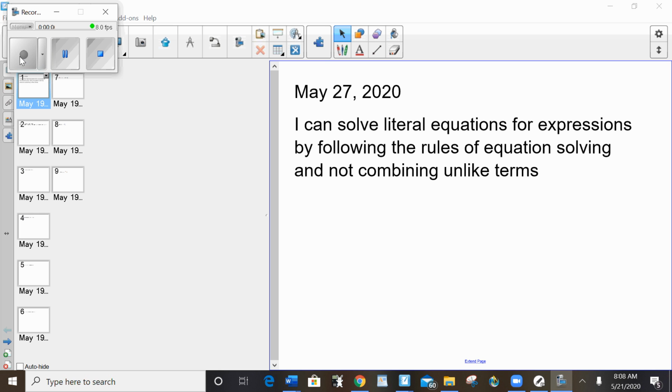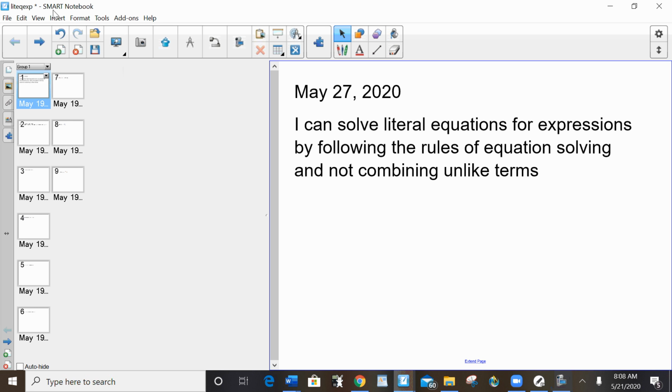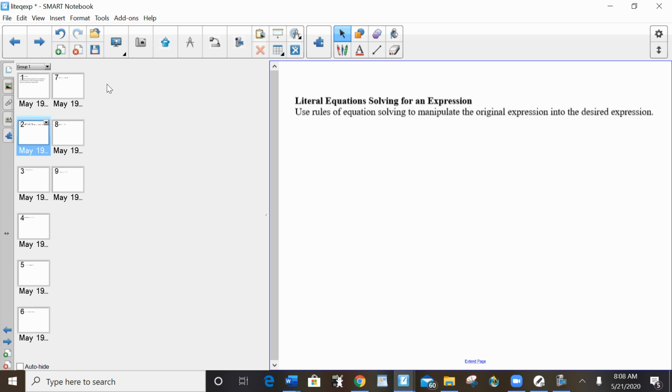I can solve literal equations for expressions by following the rules of equation solving and not combining unlike terms. This is basically what we did yesterday, but now instead of solving for a variable, we're solving for an expression. We're going to start off pretty simple and build up from there. The notes: literal equation solving for an expression. We're going to use the rules of equation solving to manipulate the original expression into the desired expression.